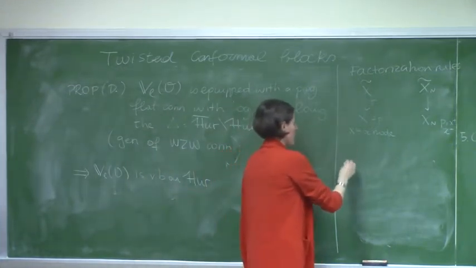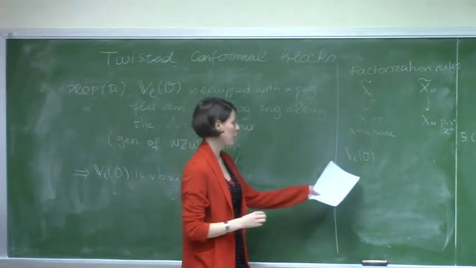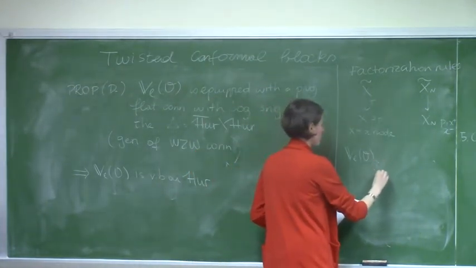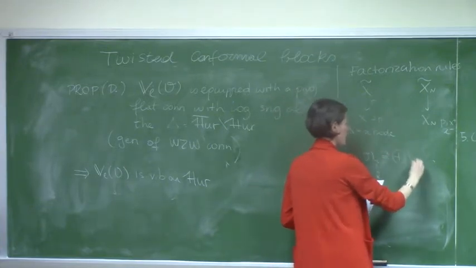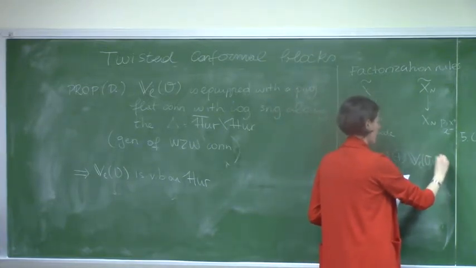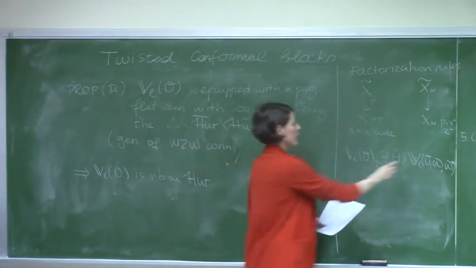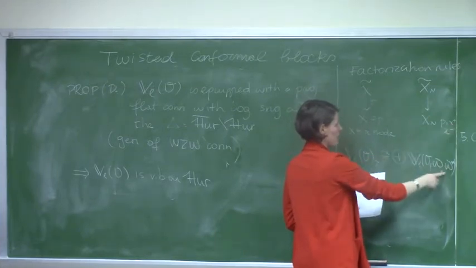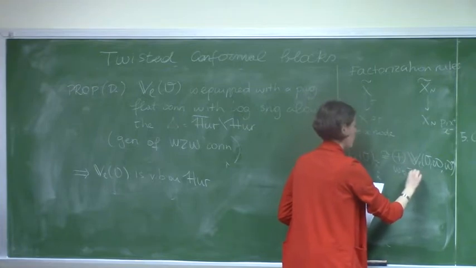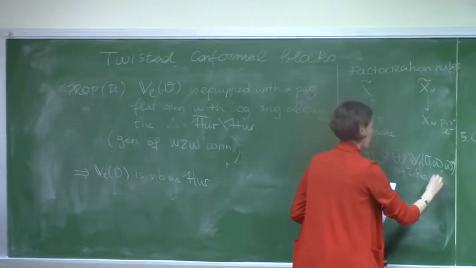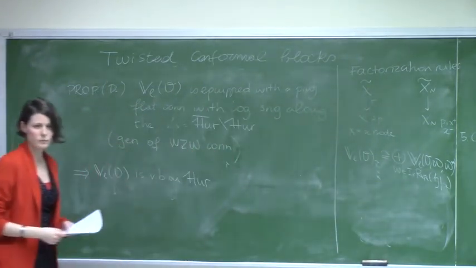And now the factorization rule tells us that the space of conformal blocks attached to a certain representation of H at the point P is decomposed as the sum of the spaces of conformal blocks attached to V at the point P, W at X plus, and W star, which is the dual of W, at X minus, where the sum runs over all the irreducible representations of the algebra of H at the point X.